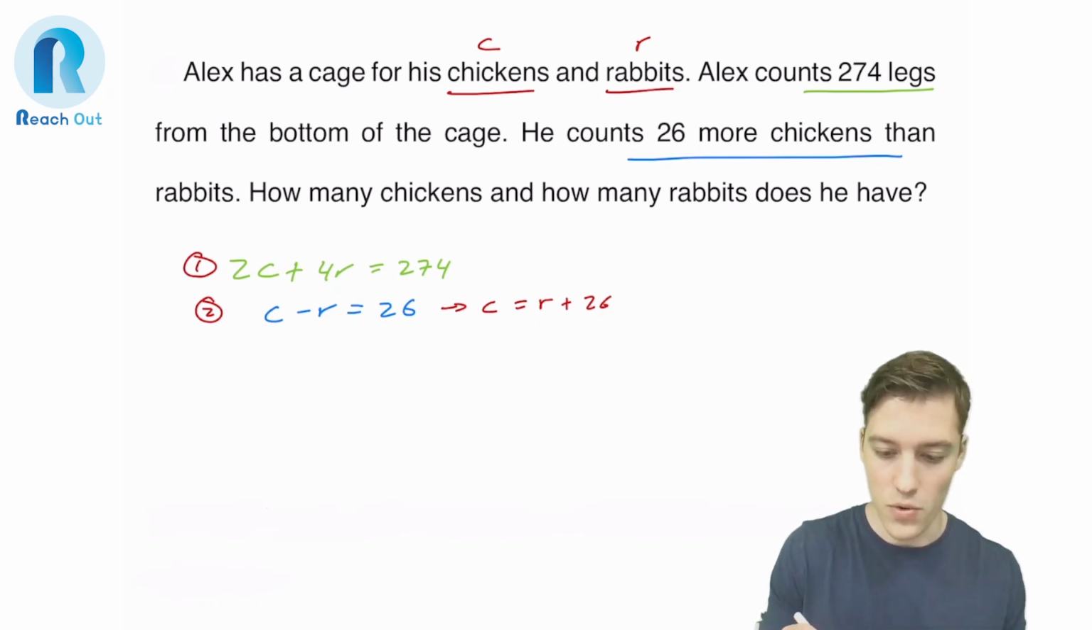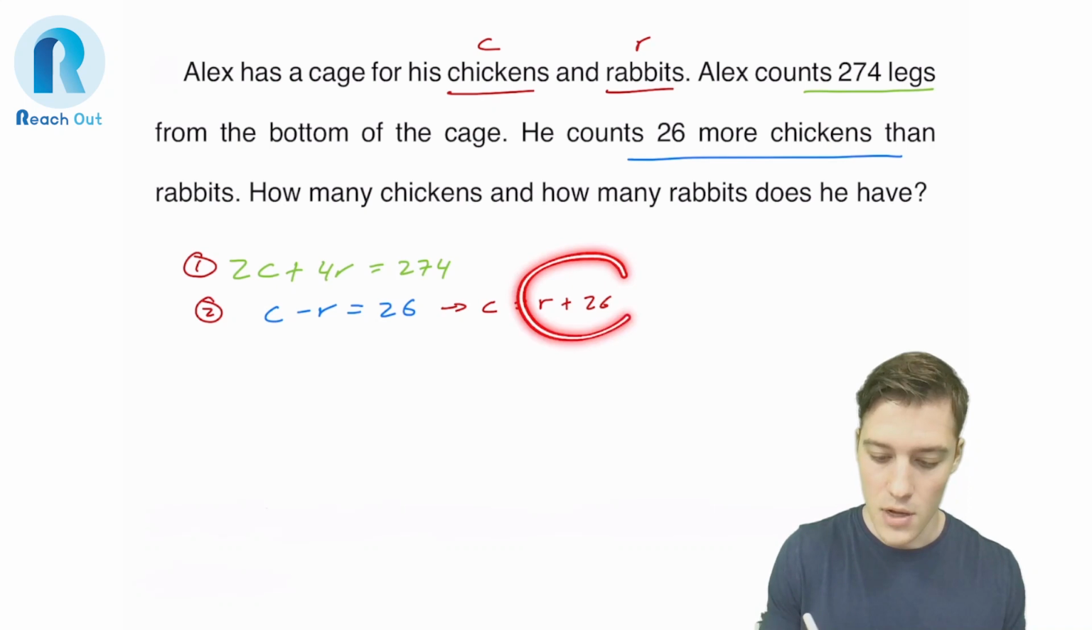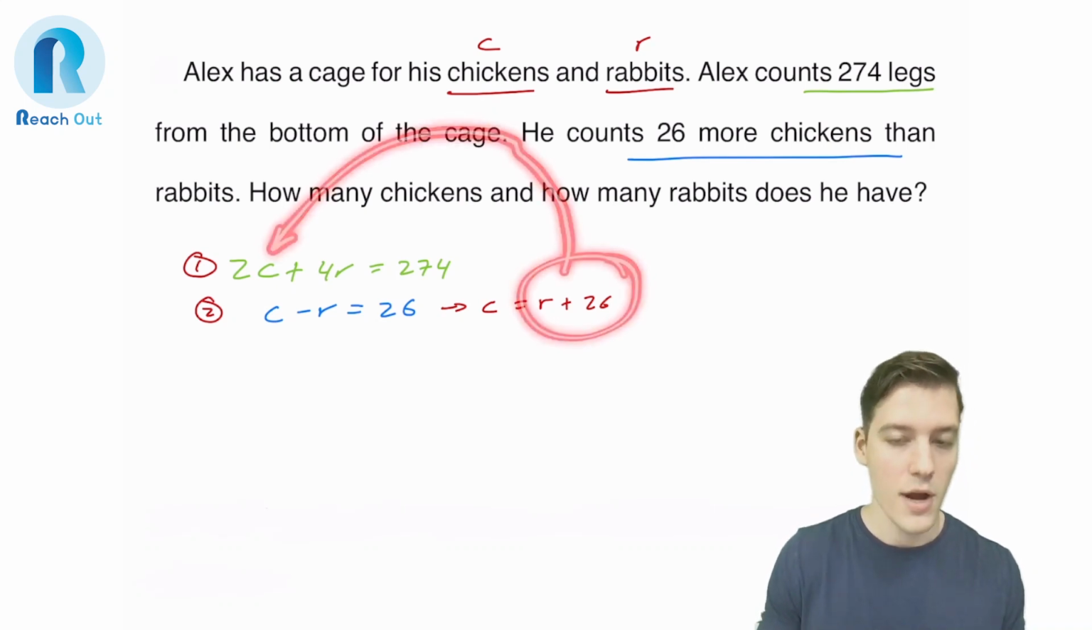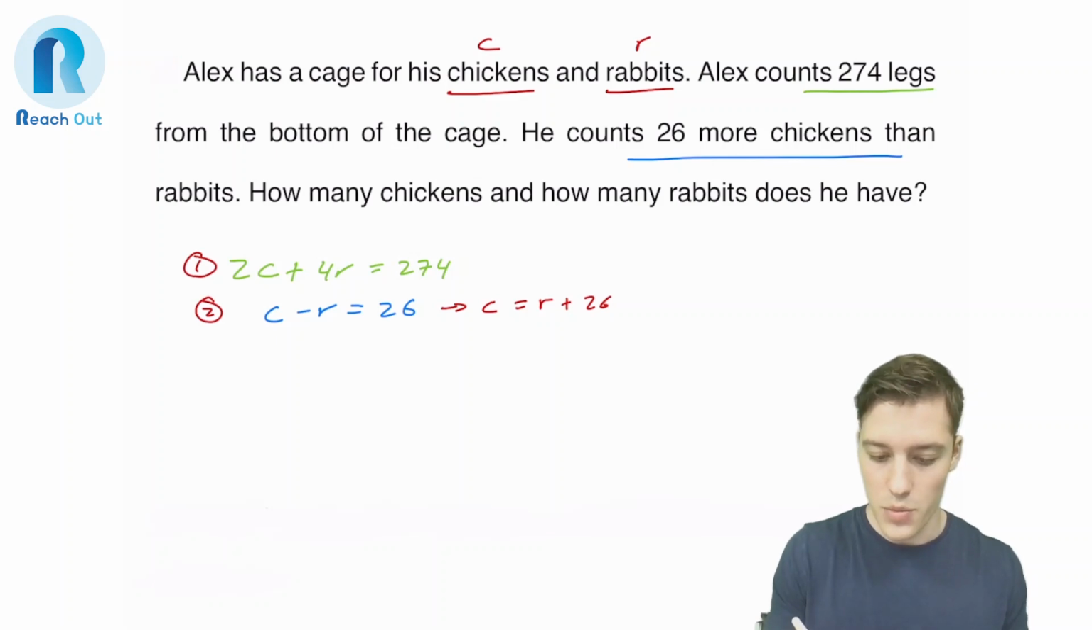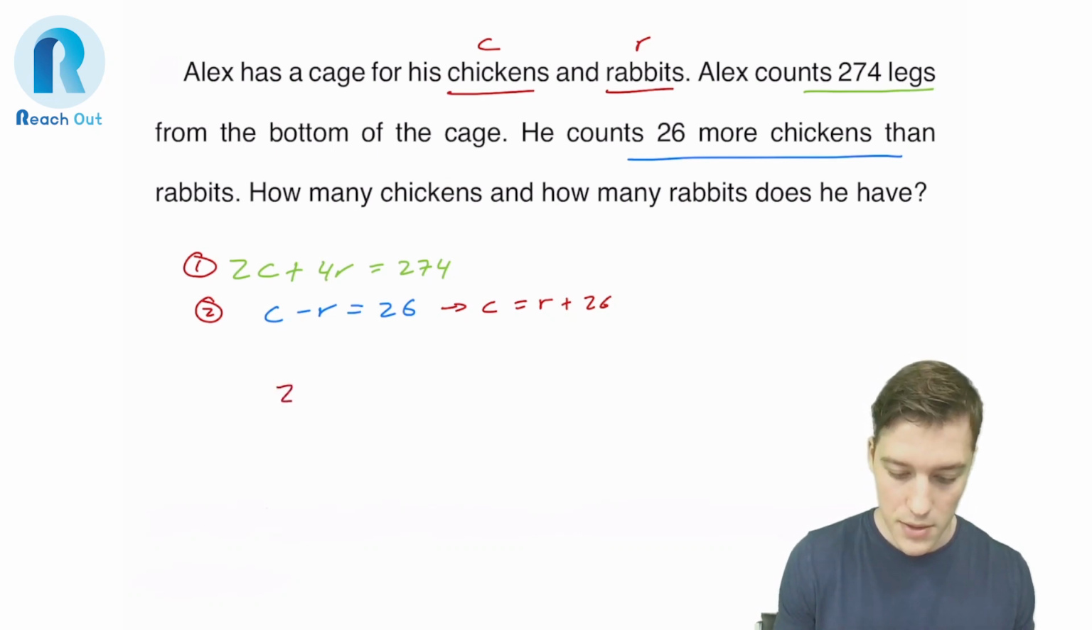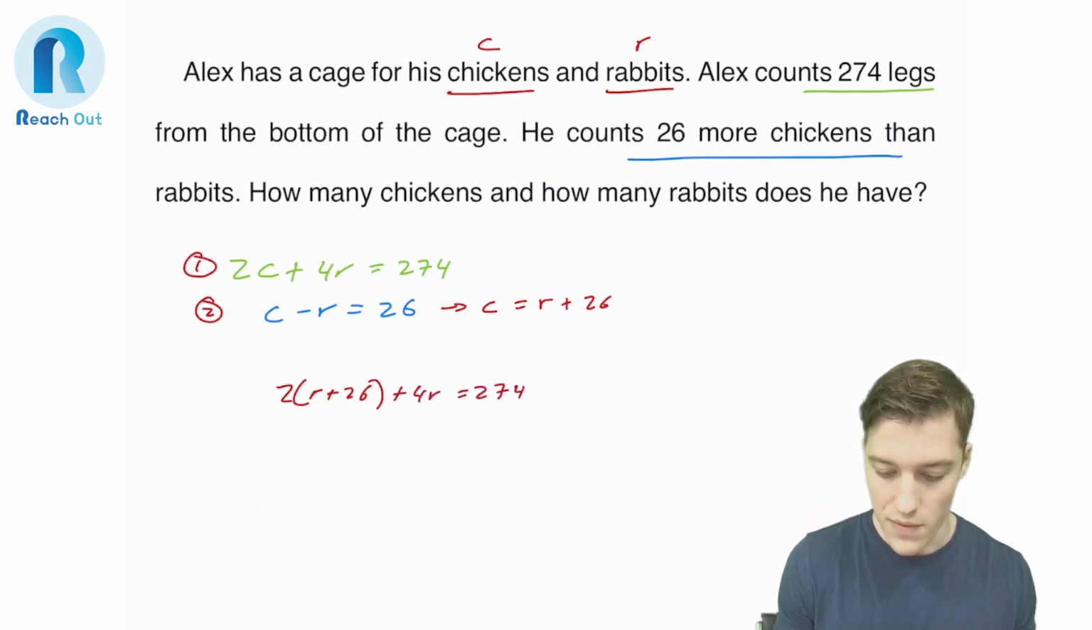And the reason why that's so great is because now I can plug this R plus 26 wherever I see the variable C, because C is also equal to R plus 26. So I'm going to work with equation 1. I'm going to substitute my equation 3 into equation 1, and it will look like this. 2 times (R plus 26) plus 4R equals 274.